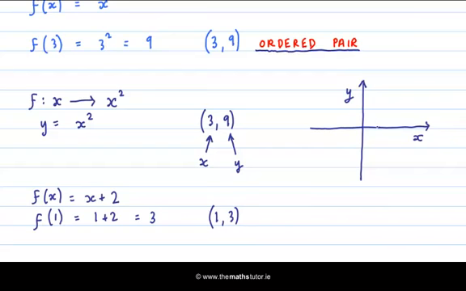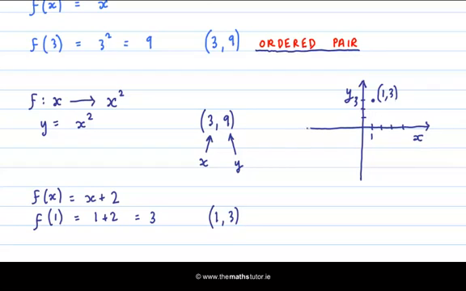which if I wanted to plot it would be, let's say we go 1, 2, 3, 4 and 1, 2, 3. So there's number 3 here and there's 1. So there's the point 1 and 3. So that's how we can plot a point which satisfies a function.